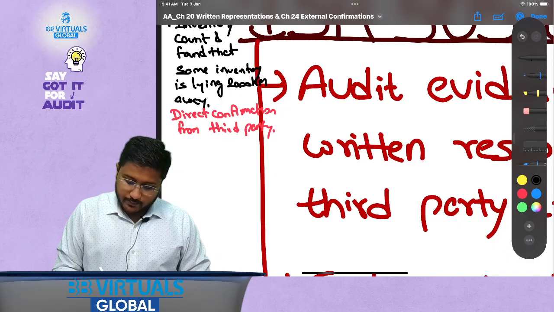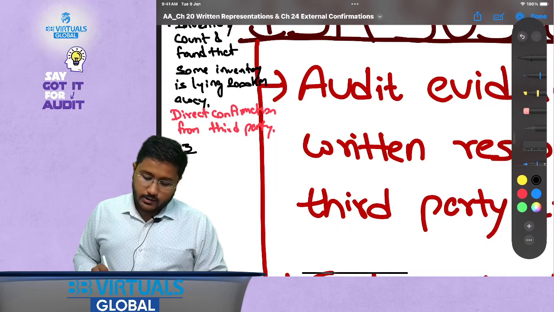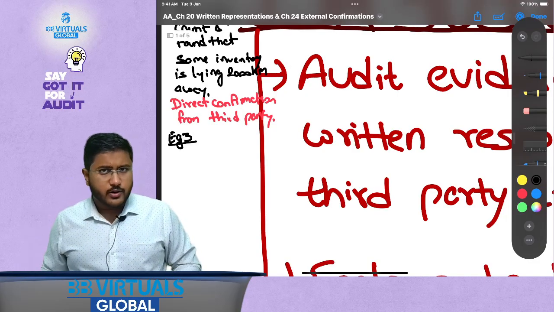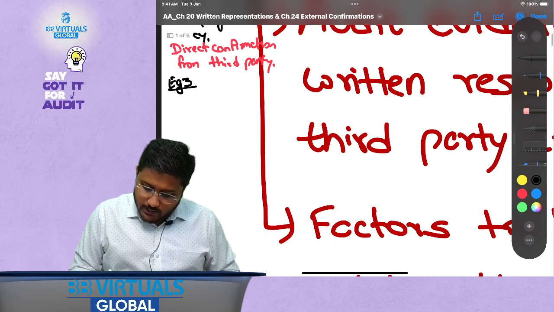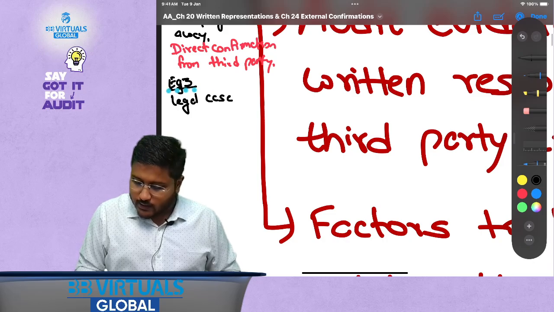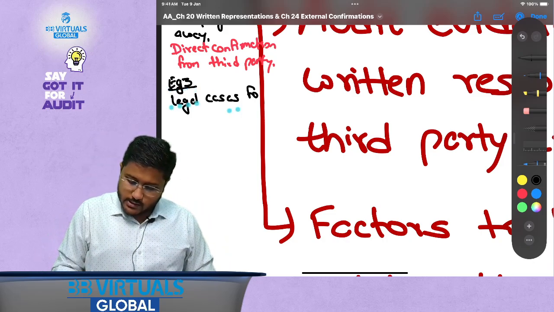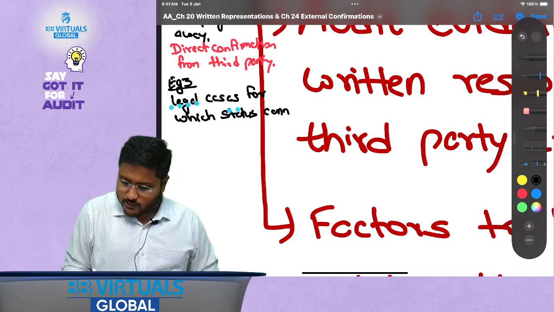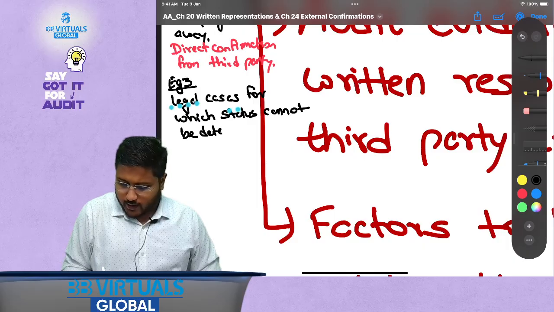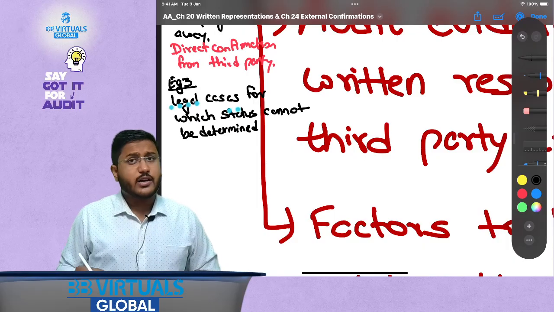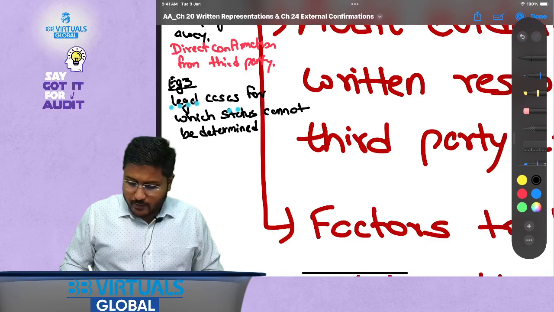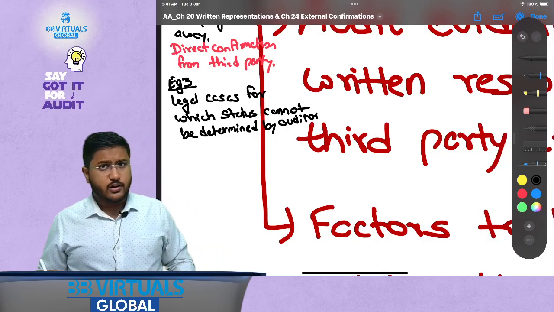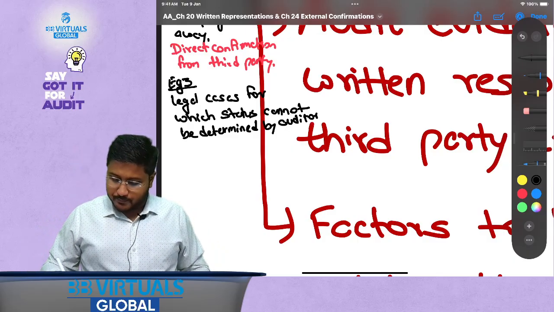Now let's talk about the third example. Whenever we talk about the third example, there could be certain legal cases for which the status cannot be determined by the auditor. For every legal case, the auditor might not have all the information, because first of all, that is not the area of the auditor, and second, that is not within the scope of the auditor as well. So they are not concerned with it.